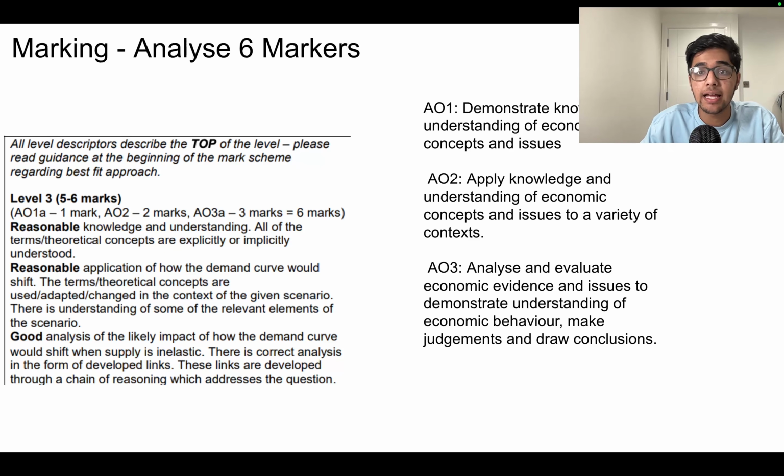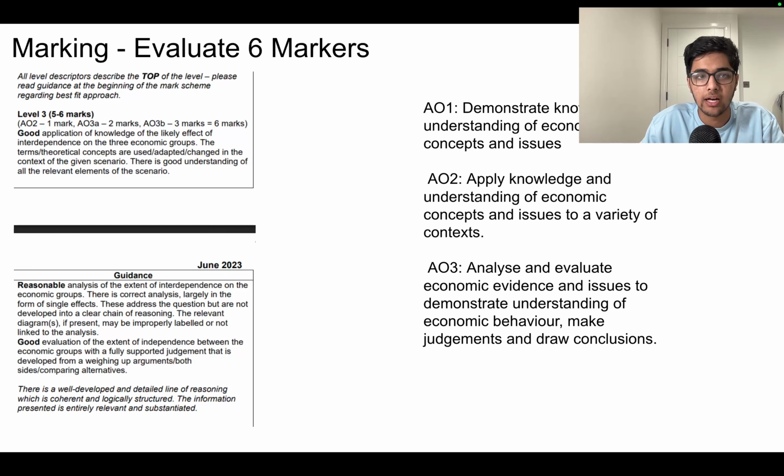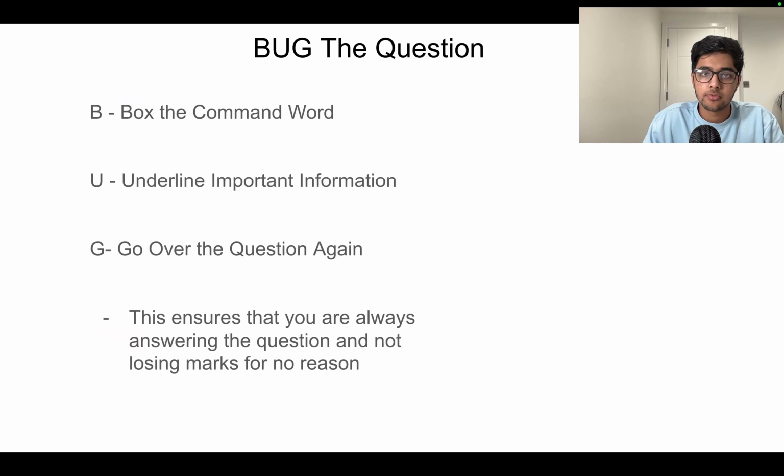Now, AO2 is applying knowledge and understanding of economic concepts and issues to a variety of contexts. This is about application and using the case study. And lastly, AO3, analyze and evaluate economic evidence and issues to demonstrate understanding of economic behavior, make judgments, and draw conclusions. This is about your chain of reasoning and how you actually answer the question. If you do not do well in one of these areas, you can significantly lose marks, and it's quite easy to do so, so pay good attention. The mark scheme for Evaluate 6 markers is quite similar.